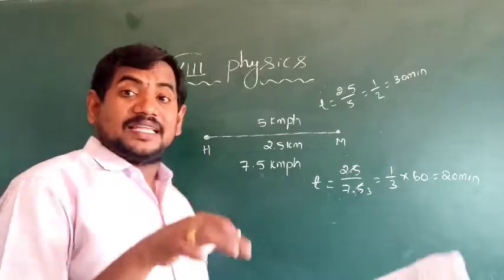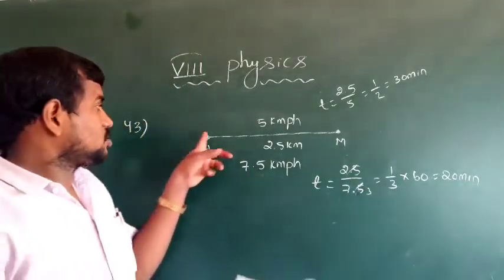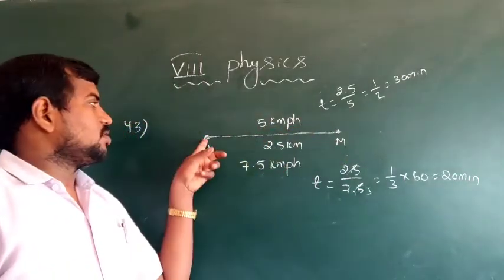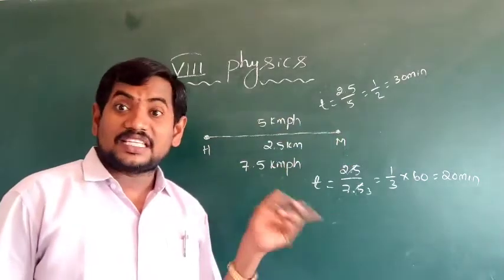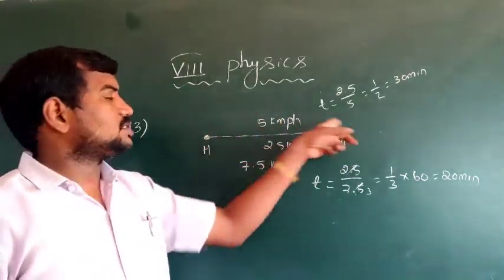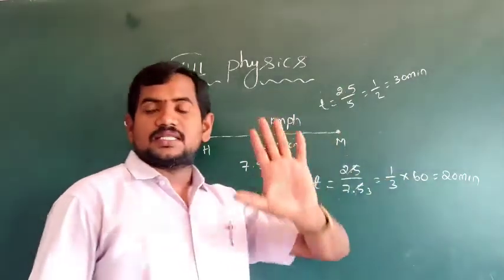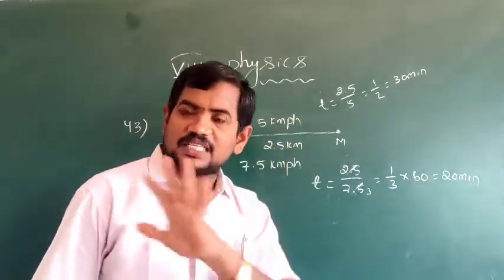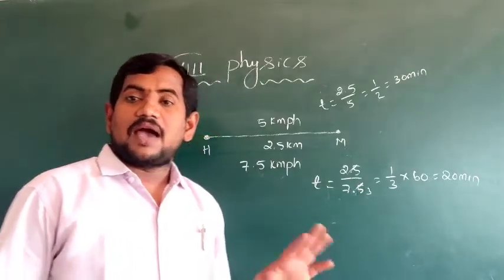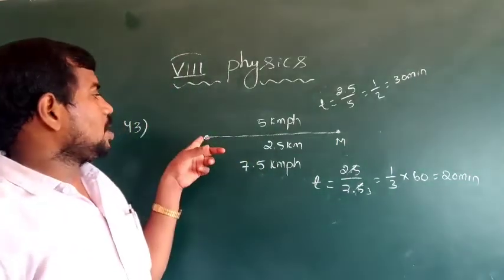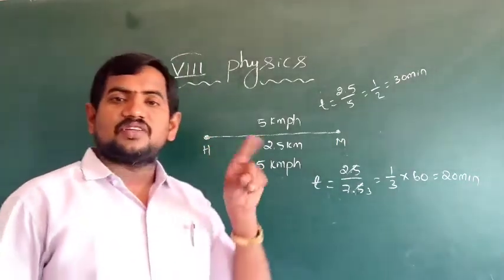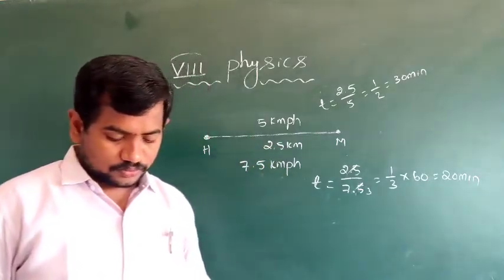For the 50 minutes, 50 minutes means starting point and again ending point. For the 50 minutes, the average speed will be 2.5 plus 2.5, 5 kilometers by 50 minutes. Average velocity will be, since the starting point and ending point are the same, 0.